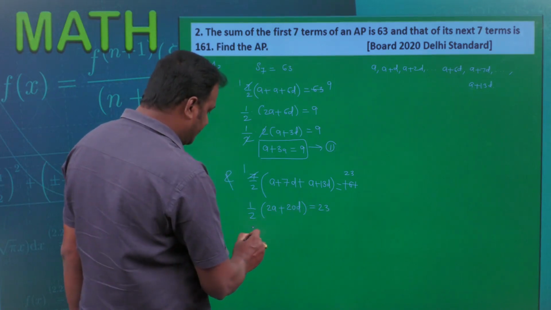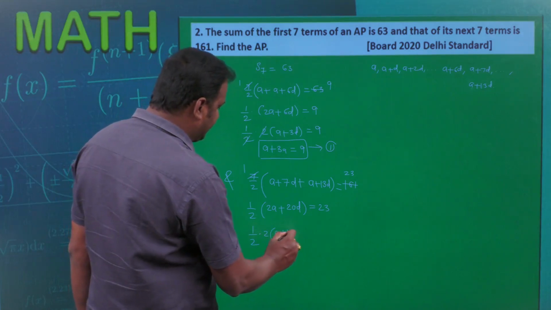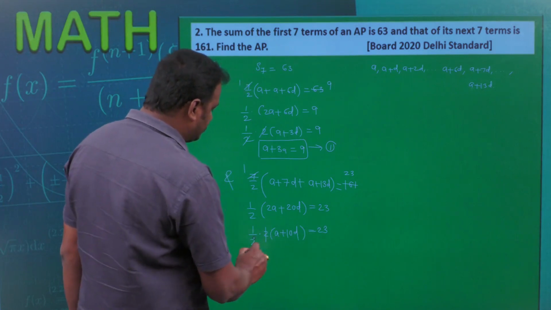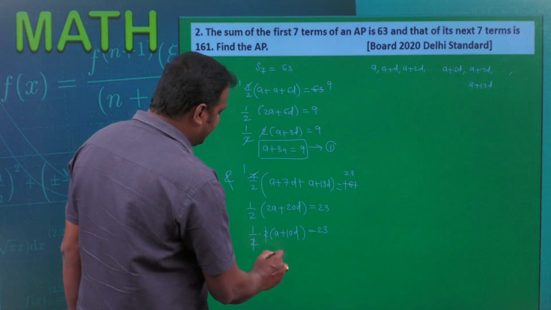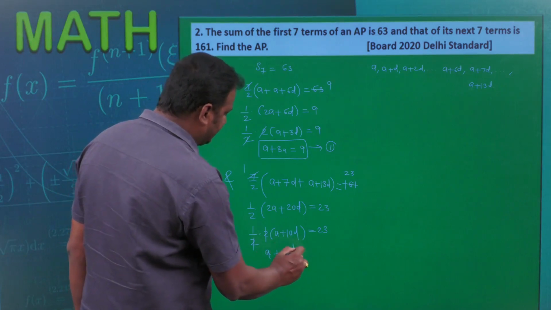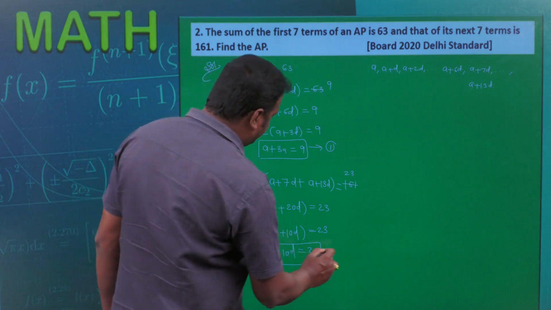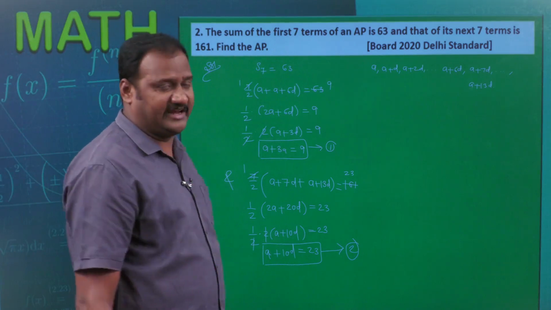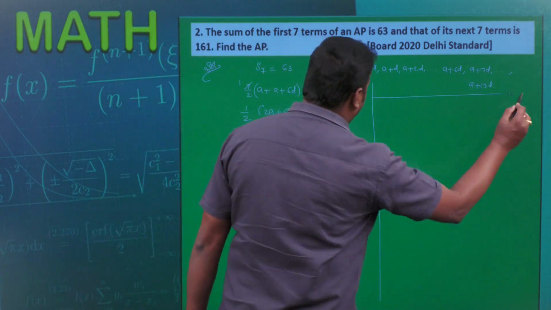Can you take 2 common here? So 1 by 2 into 2 times A plus 10D is equal to 23. Right? So 2 gets cancelled. A plus 10D is equal to 23. So this is the second equation. With the help of these 2 equations, by solving the first and second equations, will you get the values of A and D? Yes, we can get the values of A and D easily.